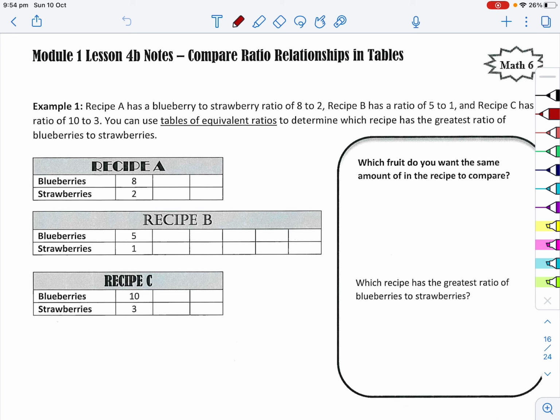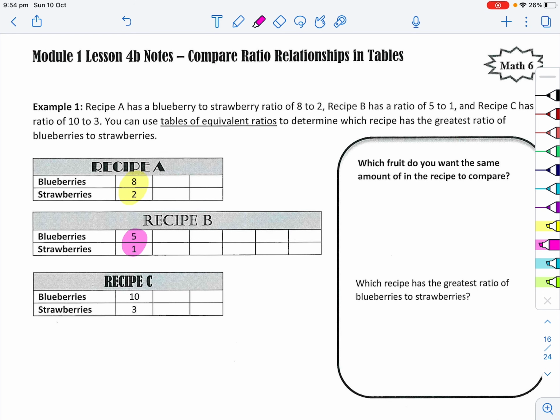So the first one says recipe A has a blueberry to strawberry ratio of 8:2. So here's my 8:2 for recipe A. Recipe B has a ratio of 5:1. So here's my 5:1. And recipe C has a ratio of 10:3. So there's my 10:3. So all of my tables have already been created. And it says you can use tables of equivalent ratios to determine which recipe has the greatest ratio of blueberries to strawberries.